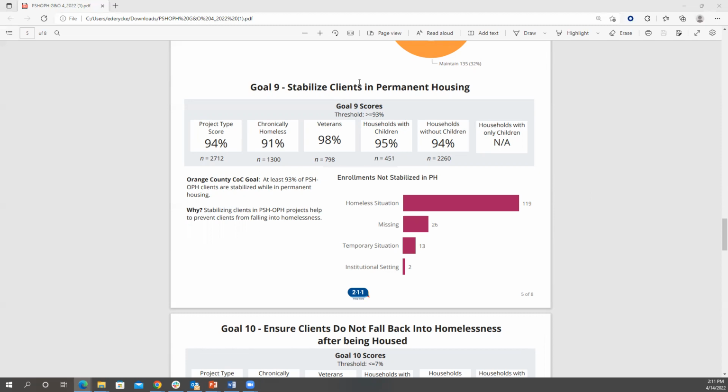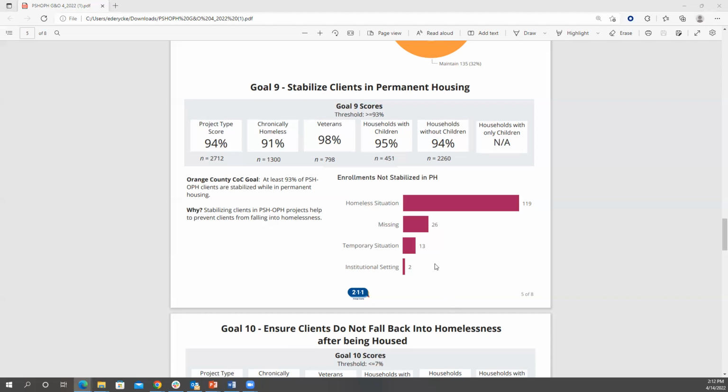This is usually an easy measure to meet for our COC, because permanent supportive housing by nature is meant to be long-term for clients and not necessarily have an exit date. So as long as the client's active in the project and has a housing move-in date, then you're meeting the measure. So it's usually a fairly easy measure to meet.